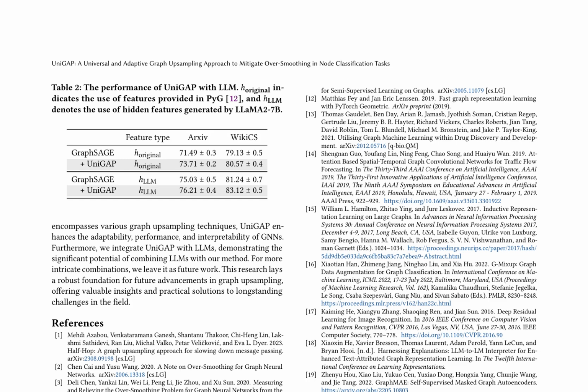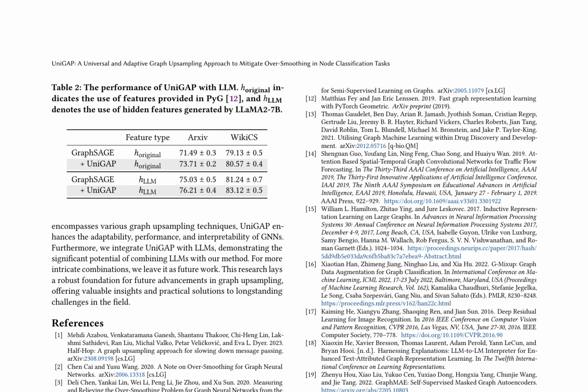Oversmoothing in GNNs occurs when the features of nodes in a graph become increasingly similar during the message passing process, leading to poor classification performance. Existing solutions, including graph upsampling techniques, have limitations. UniGAP addresses these limitations by preserving the local structure of a graph while reducing oversmoothing.